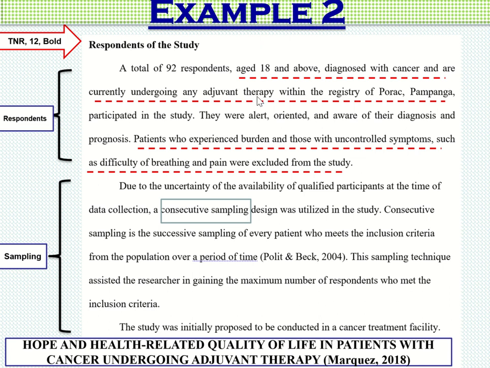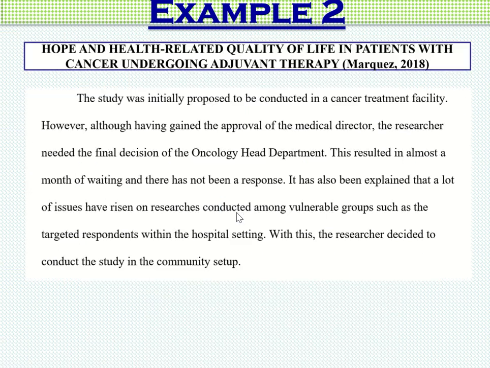Okay, so this one is another example. The title of this study is Hope and Health-Related Quality of Life in Patients with Cancer Undergoing Adjuvant Therapy, Marquez 2018. The first paragraph again is about the respondents, and the second paragraph is the sampling technique, where it used consecutive sampling or total enumerative sampling. I will not read the example thoroughly. This is just for your additional reference.